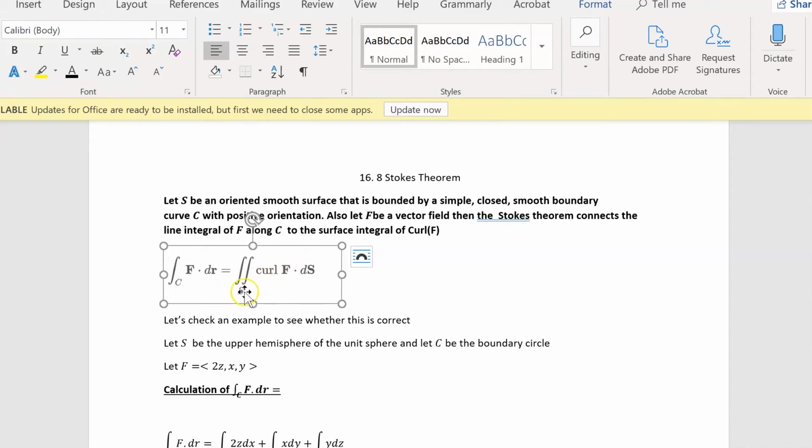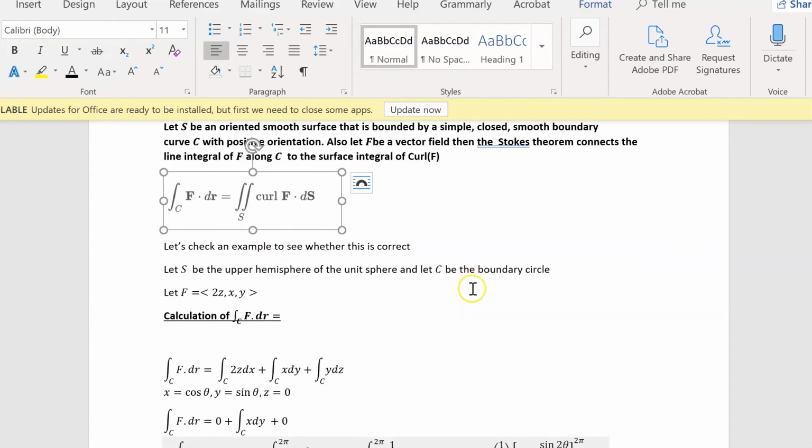So again, we have a surface S, which has a boundary curve C, and we have a vector field F. What it does is connect the line integral, like we did in Green's theorem, but now in 3D, with, instead of the double integral over the region, the surface integral of curl F, or in other words, the flux of curl F across the surface. So the flux of curl F across the surface is equal to the line integral along the boundary curve of the surface. That's what it is.